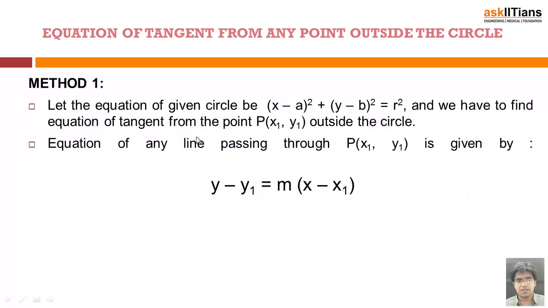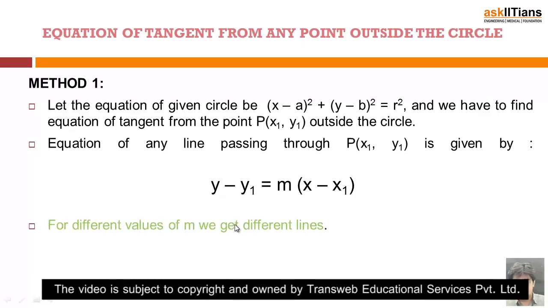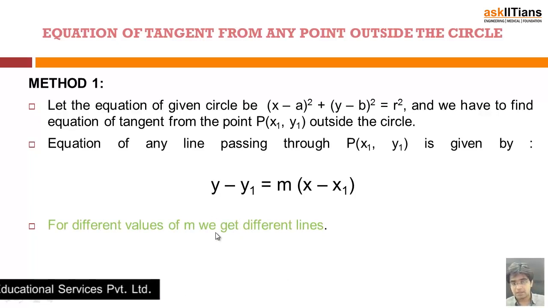Let's say that we know this outside point (x1, y1). The general equation of all the lines passing through this point will be y minus y1 equals m times (x minus x1). This is the general equation, that means all those infinite lines passing through that specific point, but for different values of m you get different lines.